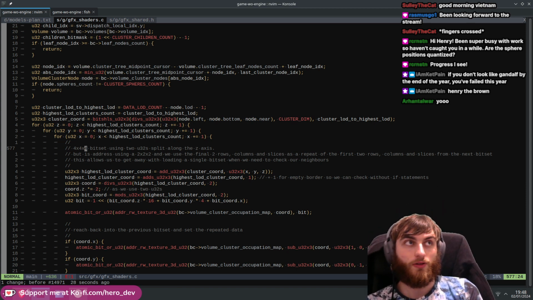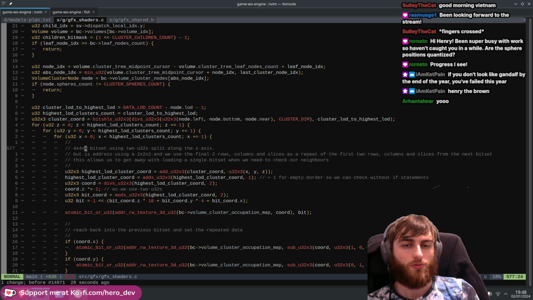So there's a 2 by 2 by 2 by 2. So along the z-axis, where's it repeated? Yeah, it's repeated at this. Oh, isn't it?